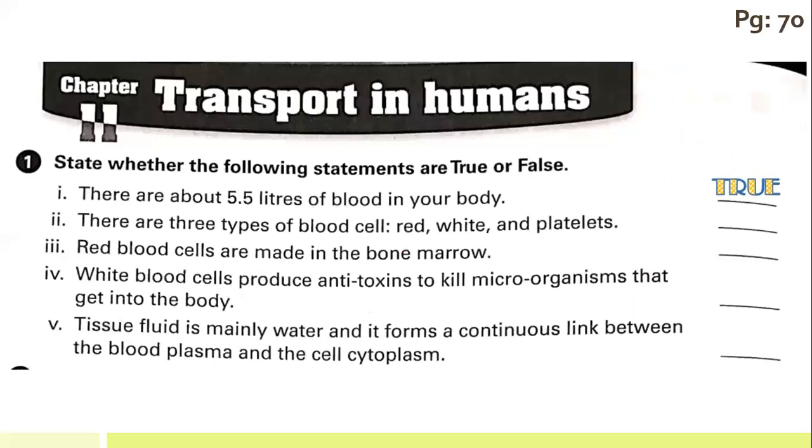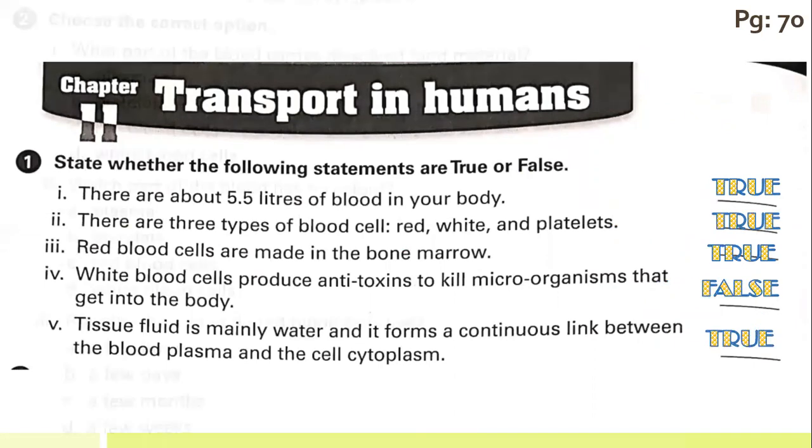There are three types of blood cells: red blood cells, white blood cells, and platelets. It's also a true statement. Red blood cells are made in the bone marrow. True statement. White blood cells produce antitoxins to kill the microorganisms that get into the body. False statement. Tissue fluid is mainly water and it forms a continuous link between the blood plasma and the cell cytoplasm. It's a true statement.